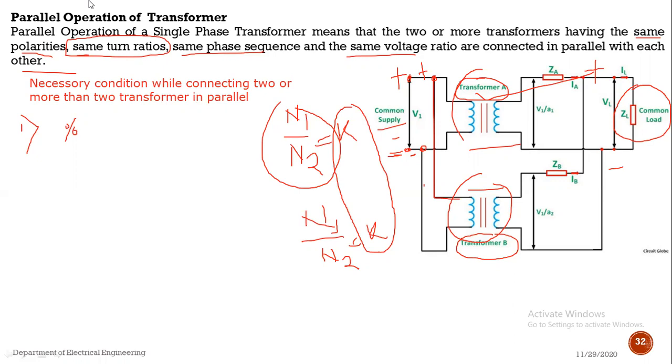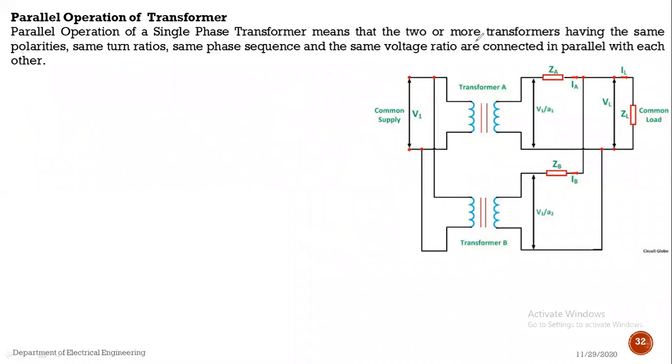Okay, so these are the necessary conditions while putting two or more than two transformers, or while operating two or more than two transformers in parallel. When we connect two or more than two transformers in parallel, at that situation these are the necessary conditions.